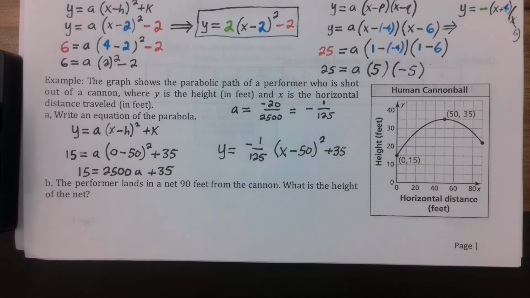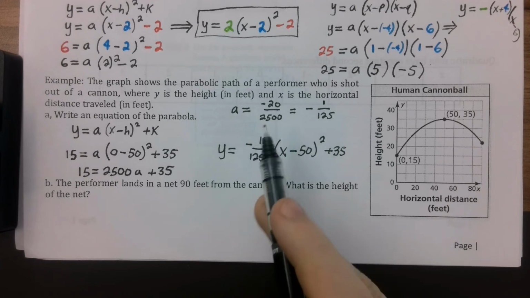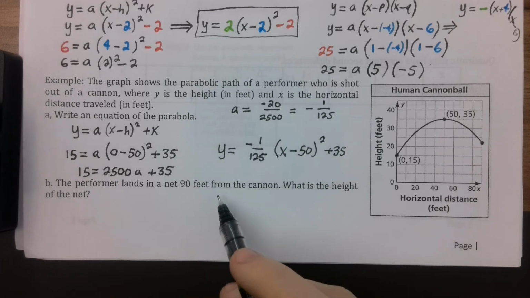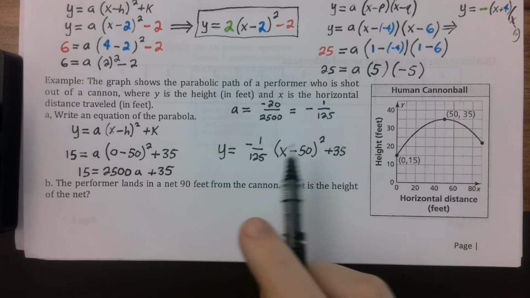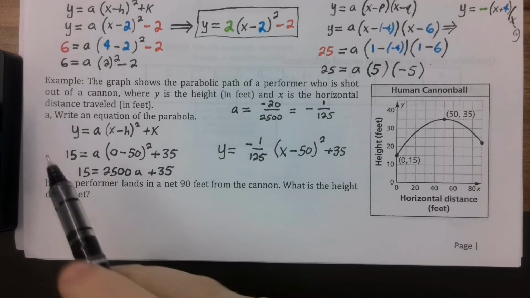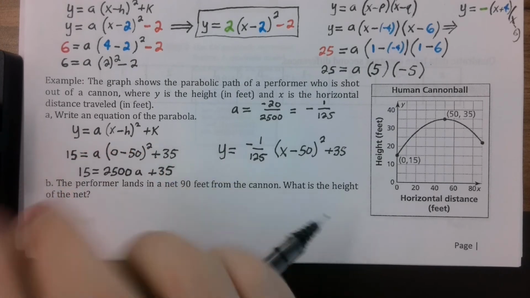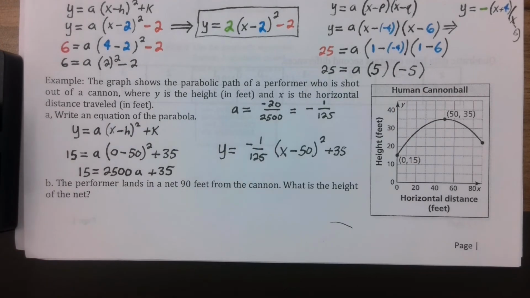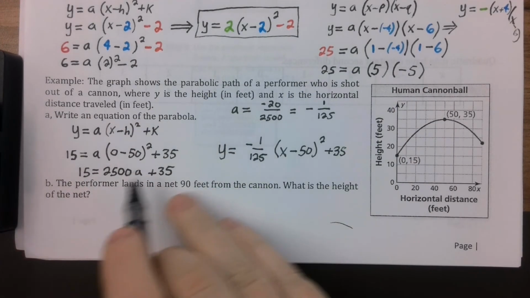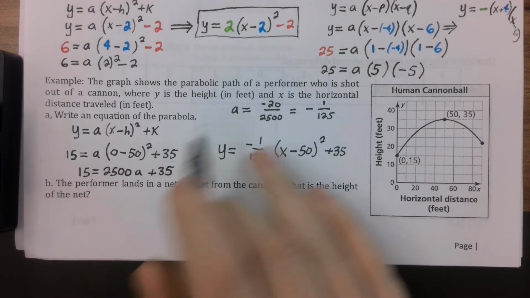So, for our answer here, we end up getting the equation y equals negative 1 over 125 times the quantity x minus 50 squared plus 35. Double check your work to see if you got all this. If not, it may have been that you mixed up the placements of your variables here. It's very possible, and it happens all the time, even with me. Or it may have been you're solving here, subtracting 35 from both sides, then dividing by 2,500.